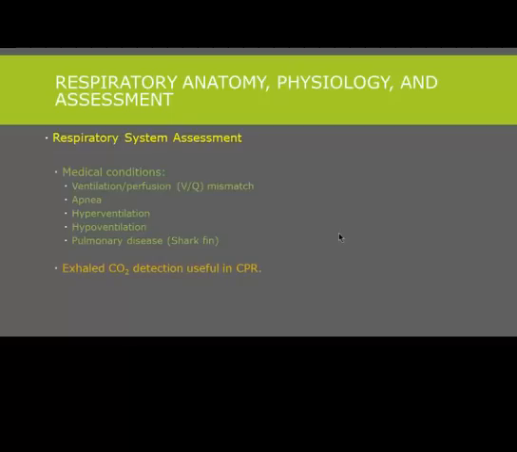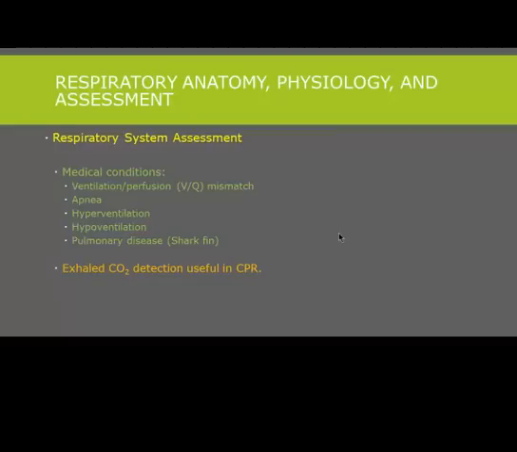With our medical conditions that we're also looking at in our respiratory system assessment, we've already talked about that. Directly related with airway, your VQ mismatch. We talked about examples of that. Apnea and how you would work with that. You would breathe for them. Hyperventilation, hypoventilation, and then your pulmonary disease, and then in parentheses there, it says shark fin.